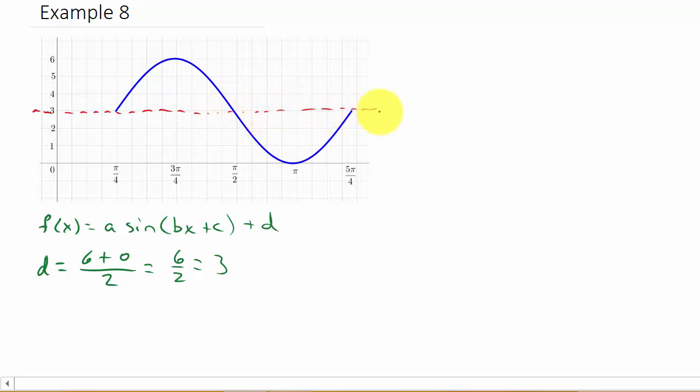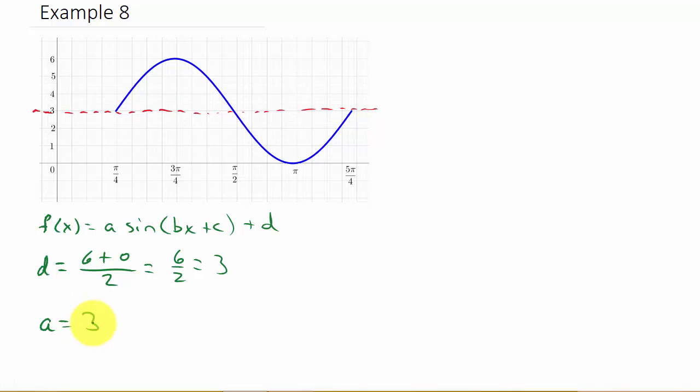So now I need to get my amplitude. I need a. So a, well, we can see in this graph that it goes up 1, 2, 3 units, and it goes down 1, 2, 3 units. It goes up 3 to the max and down 3 to the minimum. So that tells me that a is equal to 3. Okay. Now we need to figure out b and c.